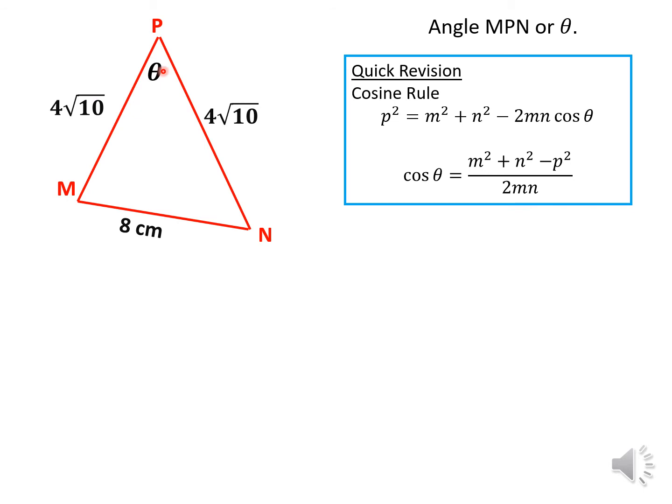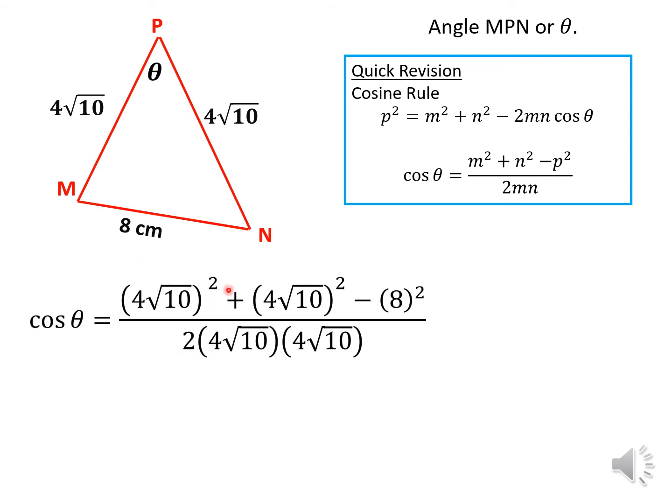This is an isosceles triangle because the two sides here, PN and PN, are equal. Then minus 2 times the two sides that are flanking the angle, times the cosine of that particular angle. Now, if you make cos theta the subject of the formula, this is what we're looking for, because we're looking for the angle. Once we know this value, we find the inverse of cosine for that value in order to find our angle.